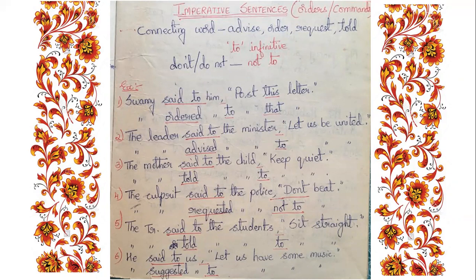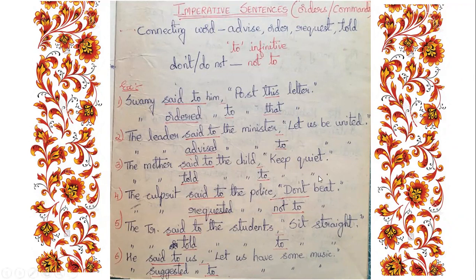Swami said to him, post this letter. Swami ordered him, here the connecting word is to. So Swami ordered him to post, this will become that. So Swami ordered him to post that letter. Look at the second one, children. The leader said to the minister, let us be united. The leader advised the minister to be united. Let us is removed. To be united.